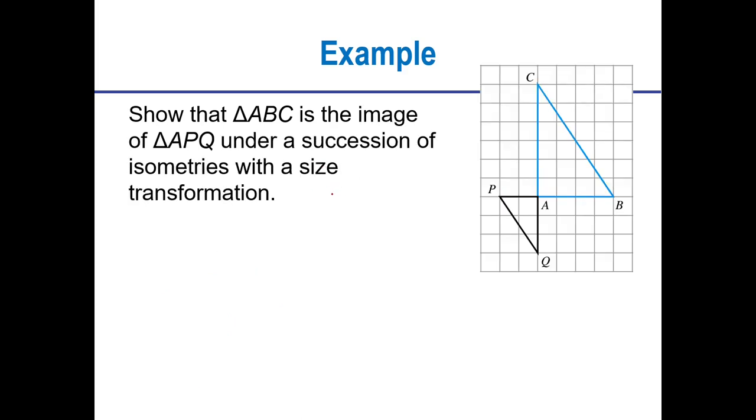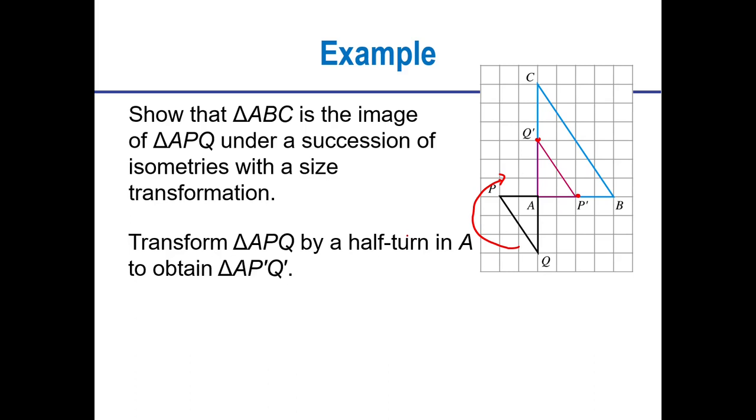We want to show that triangle ABC is the image of triangle APQ under a succession of isometries with a size transformation. Notice that we have to orient the triangles in the same position. So I'm going to do a half turn with the triangle APQ, and we'll meet up at a point here, and we'll call that Q prime. And we'll meet up at another point here, and let's call that P prime. Hence, we have a transformation of triangle APQ by a half turn in A to obtain triangle AP'Q'.